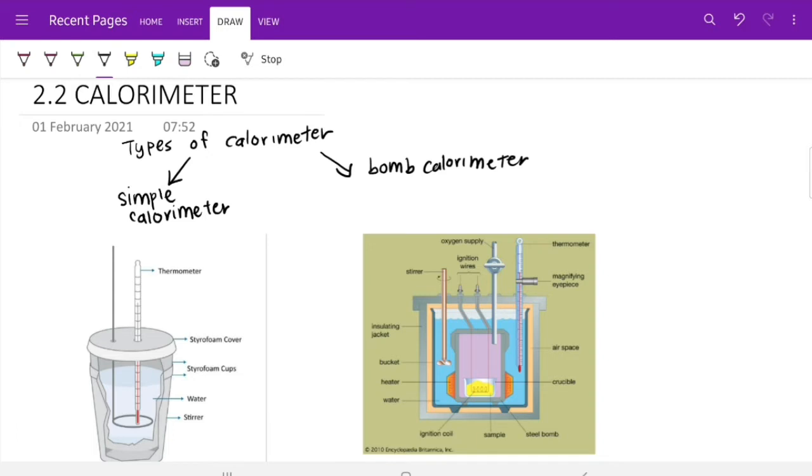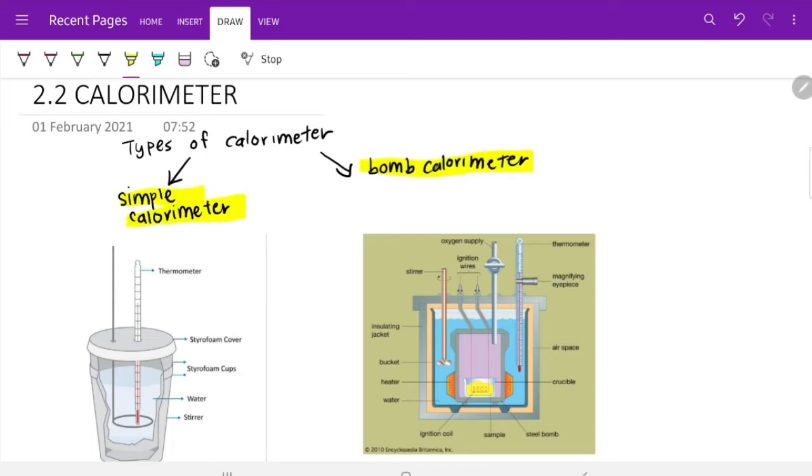Okay, so in this video I'm going to explain to you about calorimeter. This should be my first part of calorimeter. There are two types of calorimeter: we have the simple calorimeter and the bomb calorimeter.